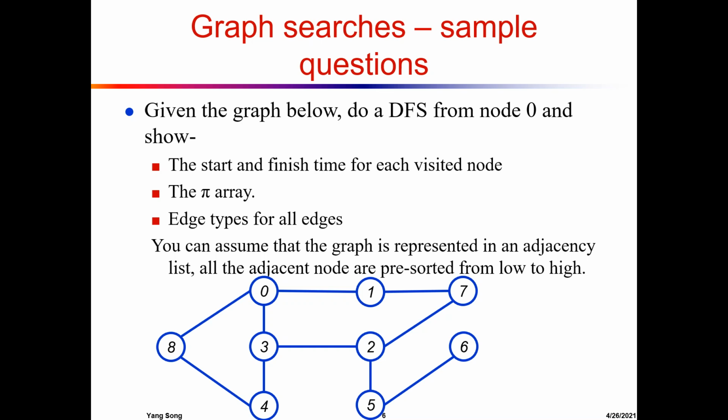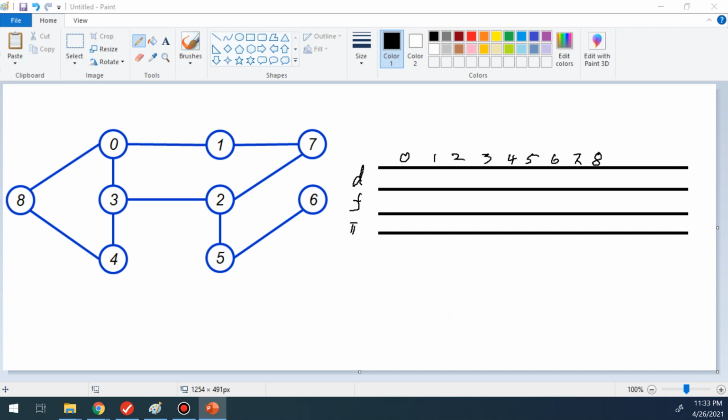Again, the pi is for the parent, and in addition, we also want the type of each edge, the edge type. Since we are doing an undirected graph, we will only have tree edges and back edges in this case. Okay, let's start. We are also going to start from 0.